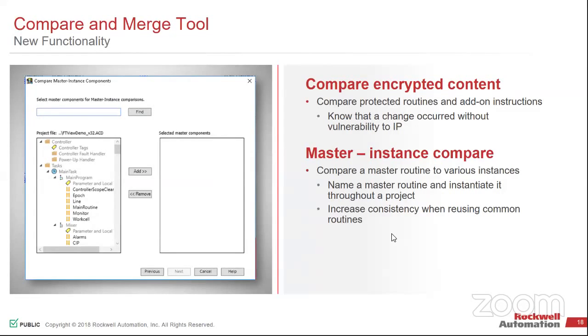Now, the compare and merge tool. Has anybody used this in the past to compare two ACD files to see any differences? What's been added with version 32 is now you can compare the encrypted content without actually seeing it. Before, the encrypted content was just a black box and you couldn't get into it. Well, with version 32 now, you can compare it. It'll tell you if there's a difference. It won't tell you what it is because it's encrypted, but at least it'll do that check for you and let you know if there's a difference. So that's a good plus.